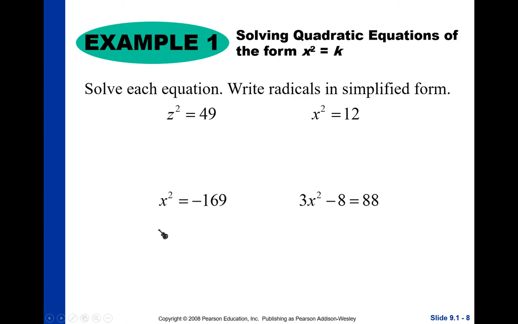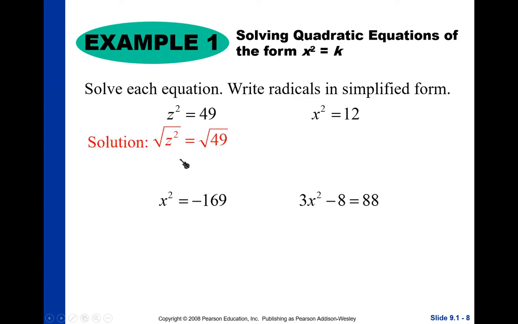Isang example. So, x squared is equal to k. Solve each equation. Write radicals in simplified form. So, meron tayong 4. z squared is equal to 49. x squared is equal to 12. x squared is equal to negative 169. Then, meron tayong 3x squared minus 8 is equal to 88.